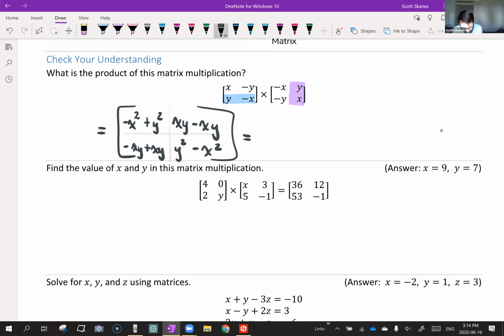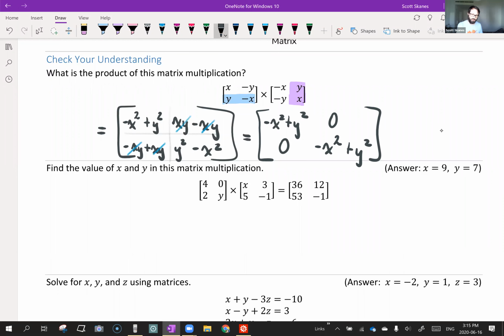So the final answer here: -x squared plus y squared. These cancel to give 0. These also cancel to give 0. And the other one is fine like it is, but I'm going to rearrange it because it means the same thing. But usually you see x's first. And so this is our final answer, all right?